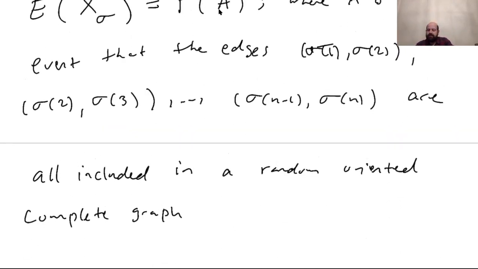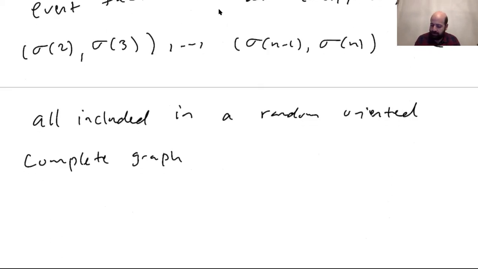So the event here, which is my desirable property, is the existence of all these edges with this order. Remember that the order is important here because we're talking about oriented graphs. So I want sigma 1, sigma 2 to be in my graph, sigma 2, sigma 3, all the way to sigma n minus 1 and sigma n. And what is the probability of this happening?